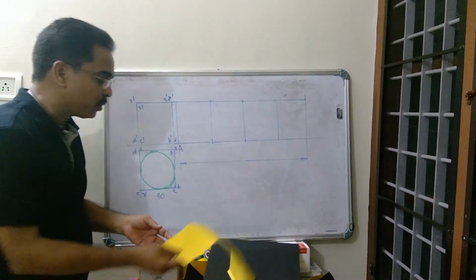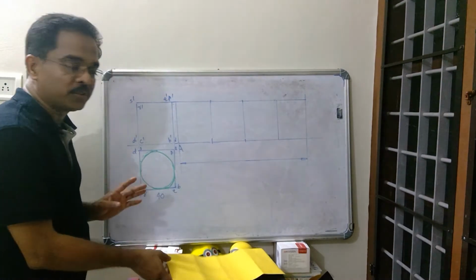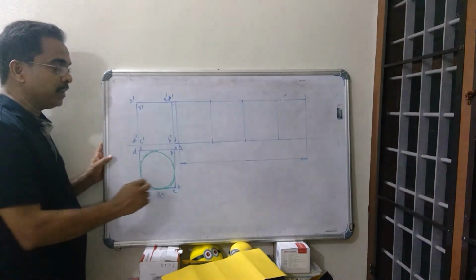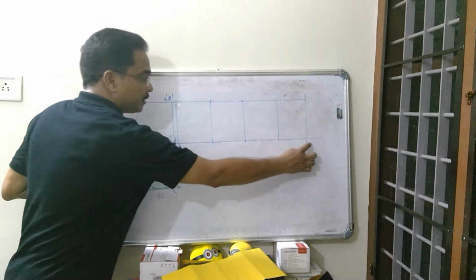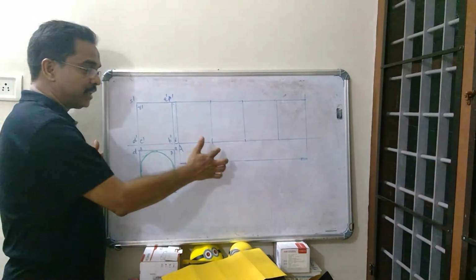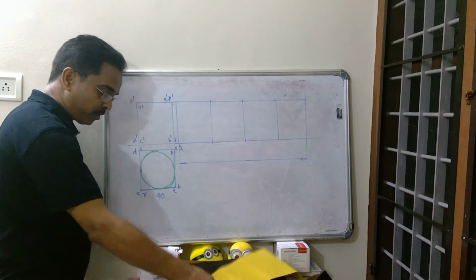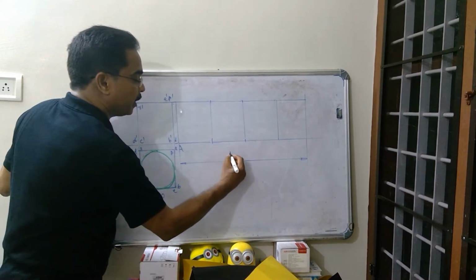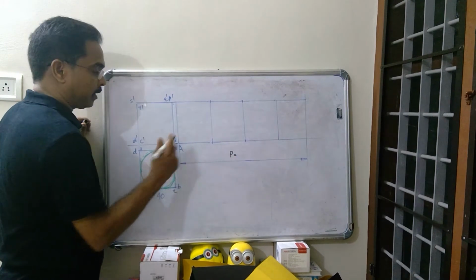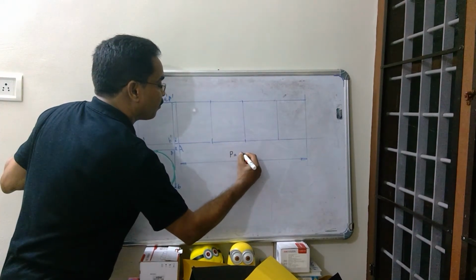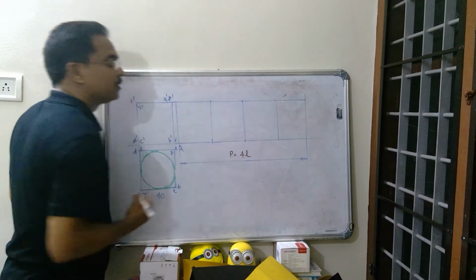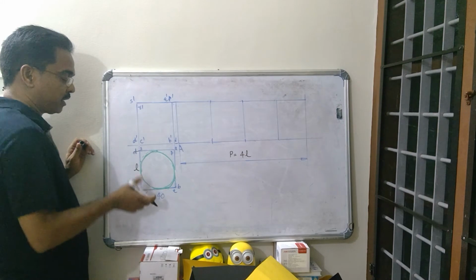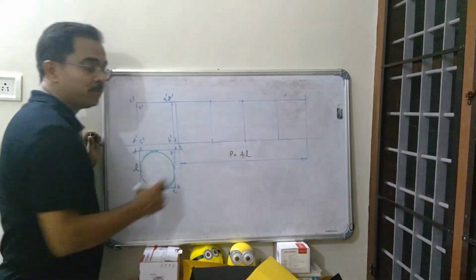Okay, how will you draw the development of a square prism? First of all, draw the plan and elevation of the square, then draw a horizontal line such that its length is equal to the perimeter of the solid. In this example, it will be 4 times the length of the square. The side measurement is L. This is 4 times the length.